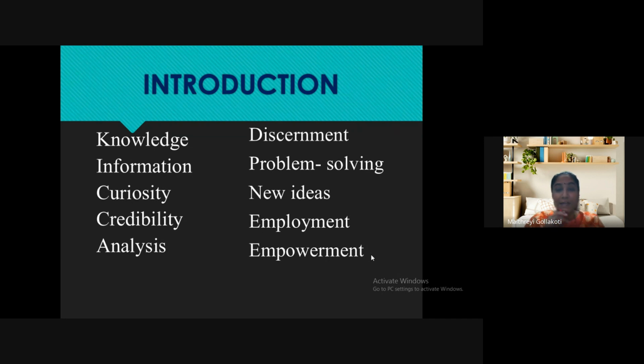And finally, research empowers people. See, all the gadgets that human beings have discovered, and all the gadgets that human beings have invented. We have invented a lot of things. We have discovered what is already there, isn't it?